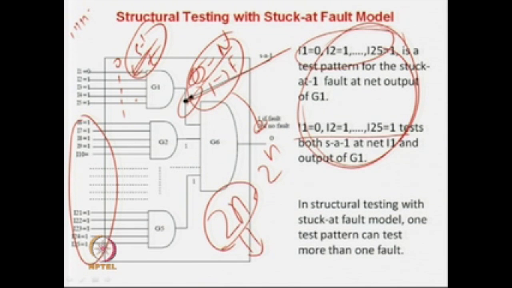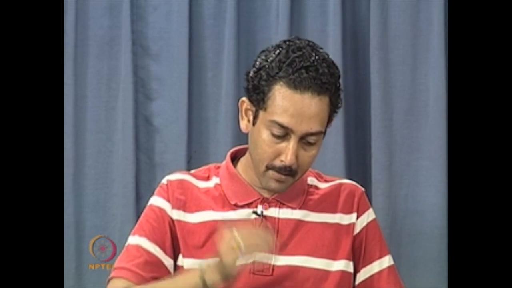That is, it is saying that with one test pattern, if you are doing full structural stuck-at fault testing, then you can be 99.9% confident the circuit does not have any fault. So that is the greatness of the stuck-at fault model. Now let us look at the formal definitions of fault equivalence.